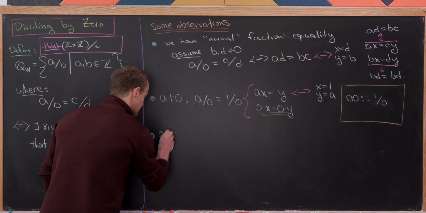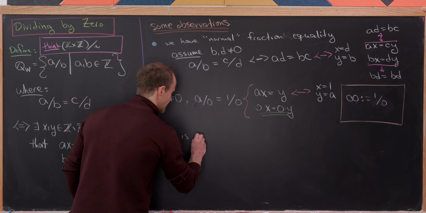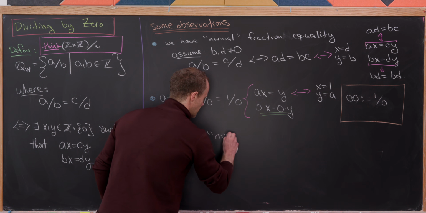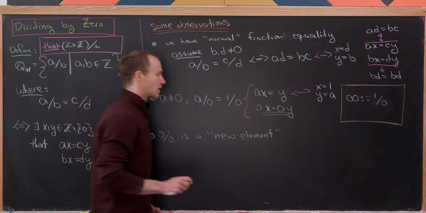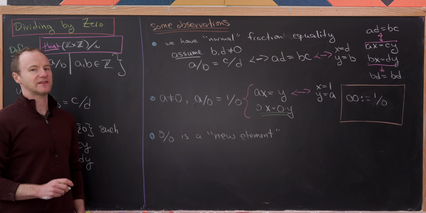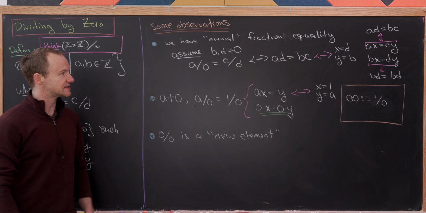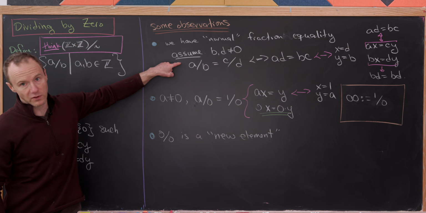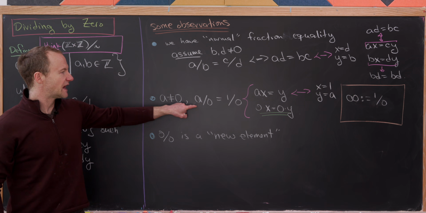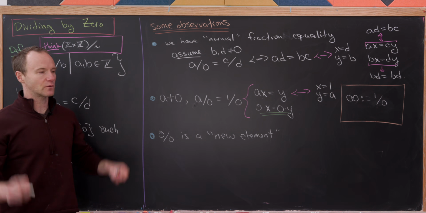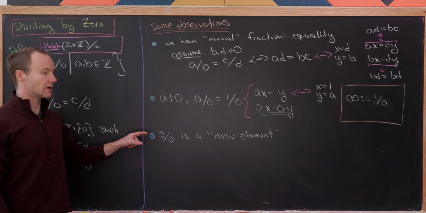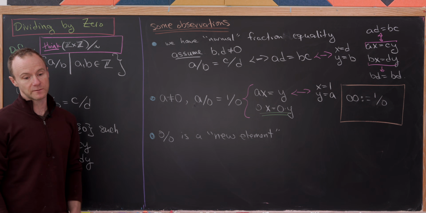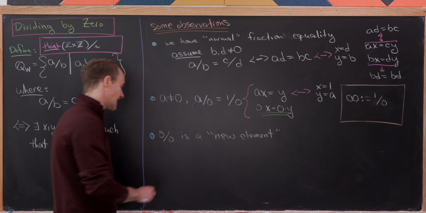And then maybe the last thing to notice here is that 0 over 0 is a brand new element. In other words, it's not equivalent to anything else, unlike these other cases up here. Here we've got normal fraction equivalence. Here we've got lots of different ways of writing infinity. But here, 0 over 0 is totally brand new. And let's see why that's the case.